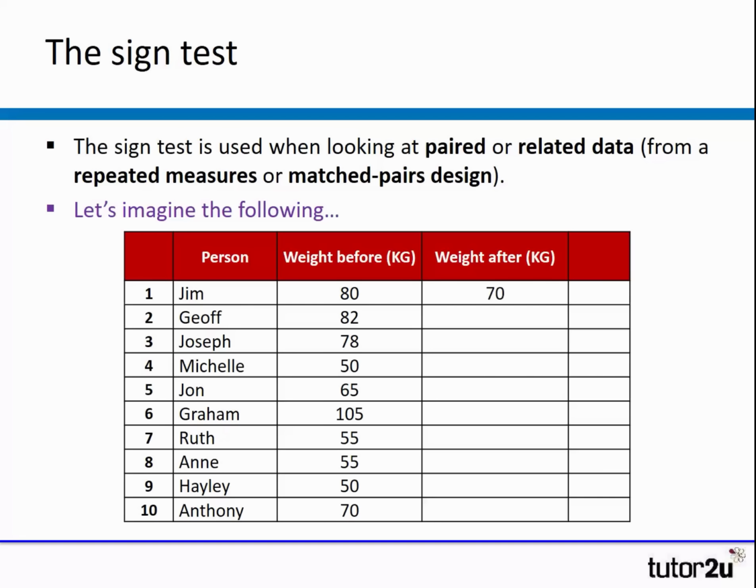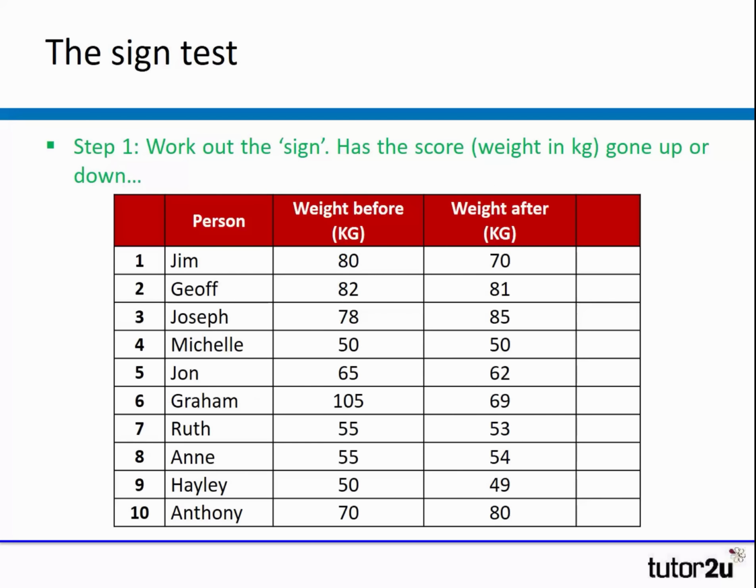So Jim has lost 10 kilos. His brother Jeff has also lost a kilo. I've unfortunately put on some weight. Michelle stayed the same. You get the idea. So here are the results a week after. Now, the first step of the sign test is you need to work out the sign itself. All we need to do is decide, has the score, the weight in kilograms, gone up or down? That's a really, really easy process.